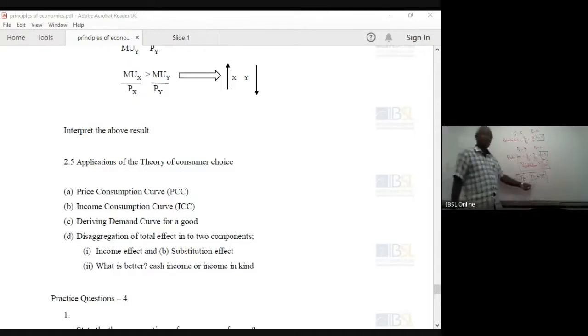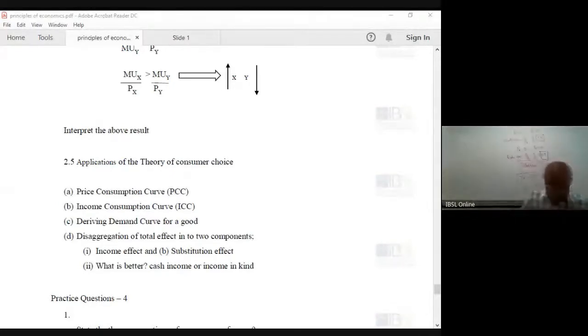What is income effect? That is the increase in demand due to increase in real income. Substitution effect is the increase in demand due to fall in relative price. For example, if the total effect is 5, the income effect may be 3. Now, the balance is due to the substitution effect. 3 plus 2 equals 5. Total effect is equal to 3 plus 2. Price of X decreases, consumer increases demand by 5 units.